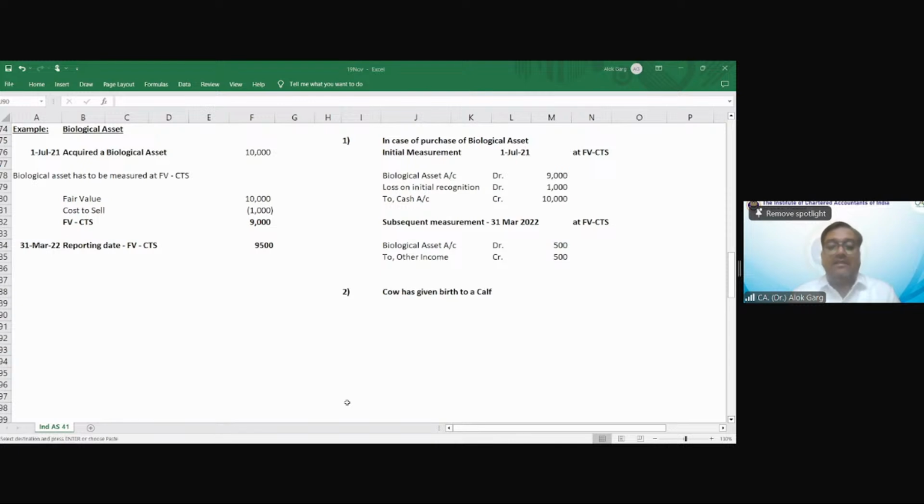So let's say the fair value less cost to sell of this calf is 1,000 rupees. What is the accounting? Biological asset, calf account, debit to other income. What is the amount? 1,000. At fair value less cost to sell. Correct?